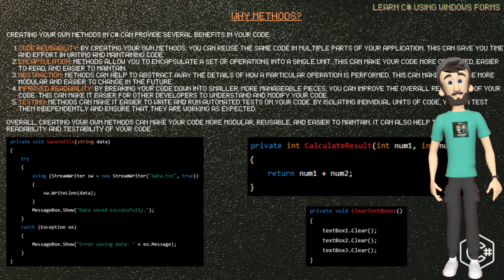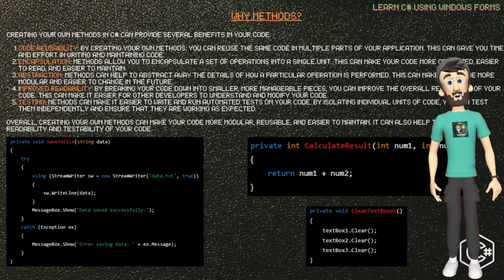Improved readability. By breaking your code down into smaller, more manageable pieces, you can improve the overall readability of your code. This can make it easier for other developers to understand and modify your code. Testing. Methods can make it easier to write and run automated tests on your code. By isolating individual units of code, you can test them independently and ensure that they are working as expected.